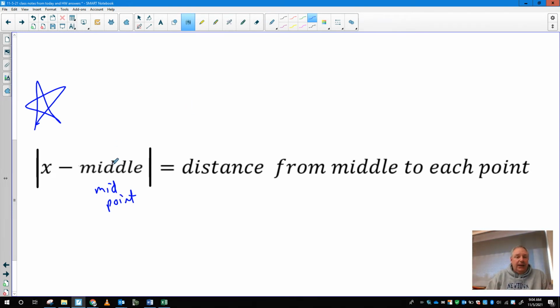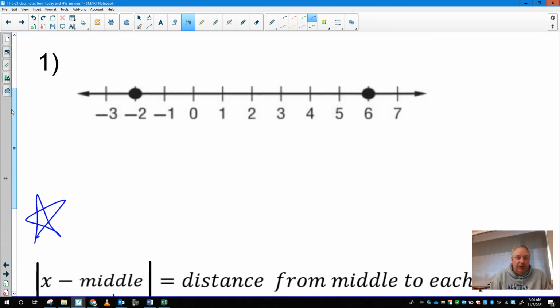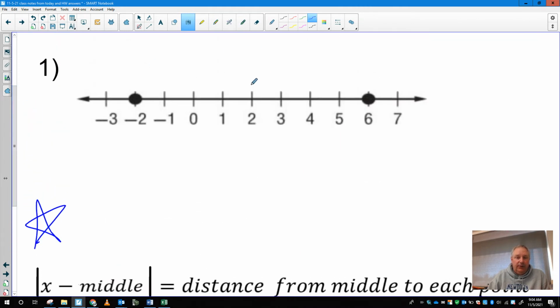All right, so the absolute value of x minus the middle equals the distance from the middle to each point. That's why we just went through all those specific numbers, and then it should be really easy. Once I know this formula, writing the absolute value problem is really easy. We already said that the middle here was 2. We already said the distance here to each point was 4.